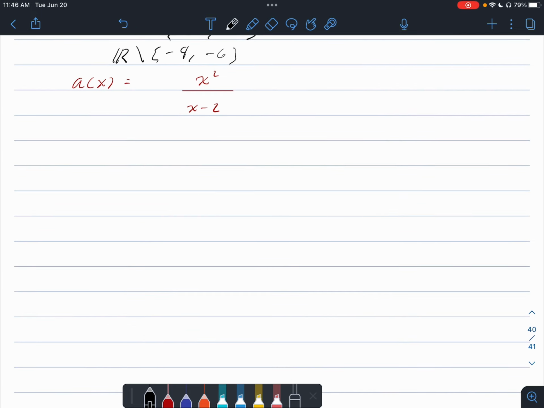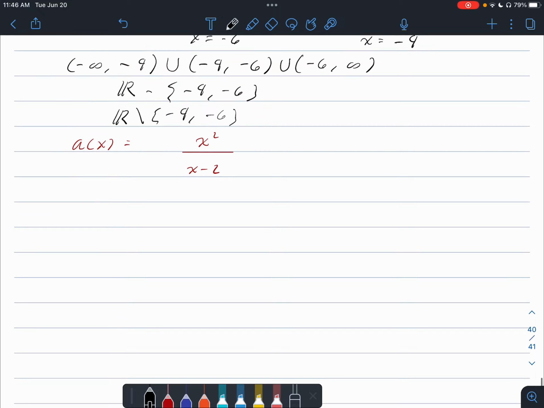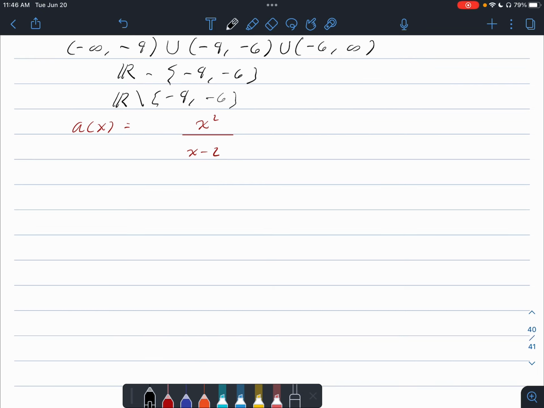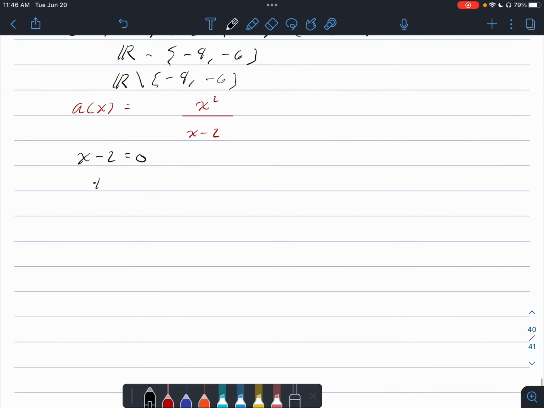Okay, how about this one? Here we have a of x is equal to x squared over x minus 2. Here the numerator is fine. There's nothing we have to worry about there. But in the denominator, we have x minus 2, and the denominator cannot be equal to 0. So we'll set x minus 2 equal to 0 to figure out when it is. We'll add 2 to both sides, and we get x equals 2 as an excluded value.